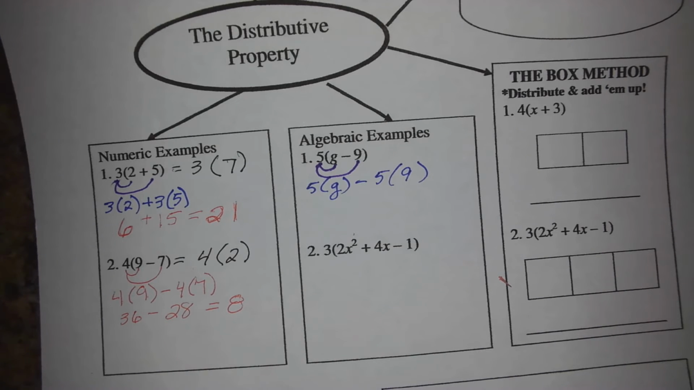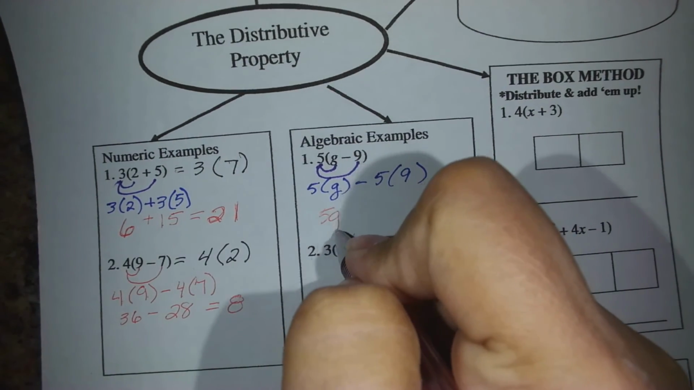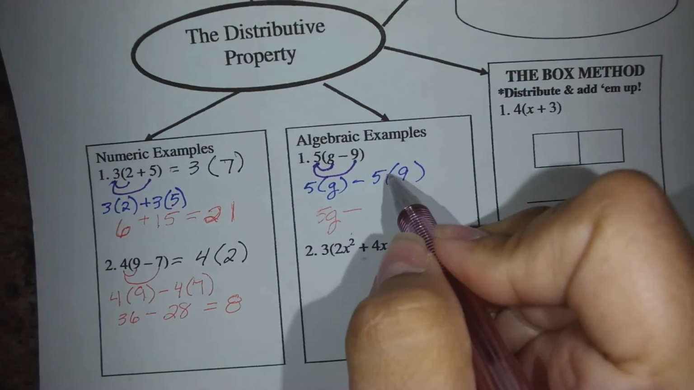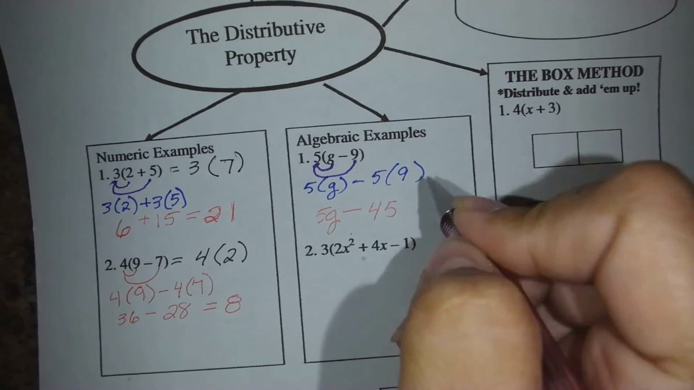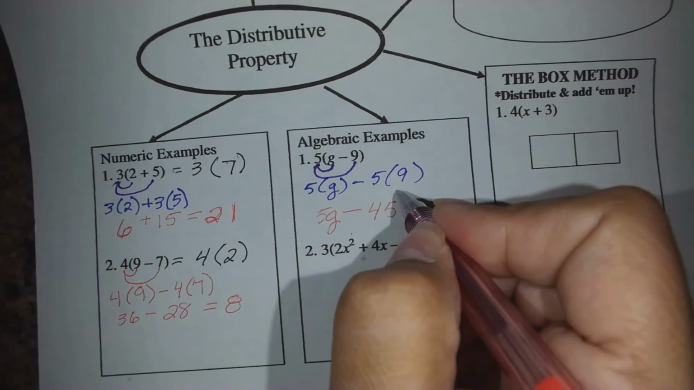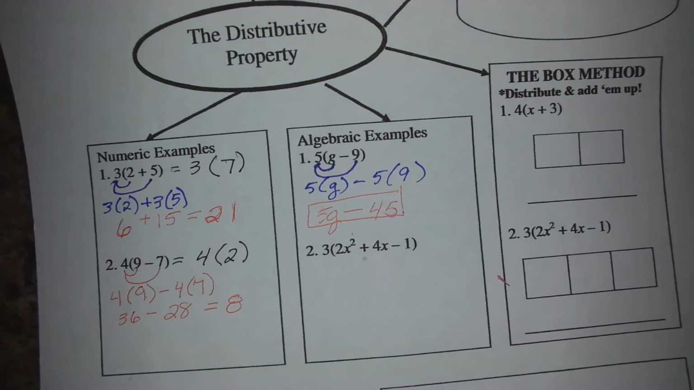Yes, I want you to write it out like this. Yes, you heard me right. I want you to write it out like this. 5 times g is 5g. Minus 5 times 9 is 45. Guess what? That is your final answer. Moving on to the next part.